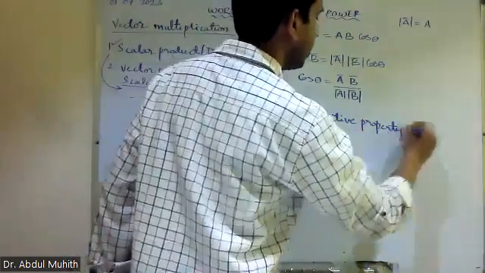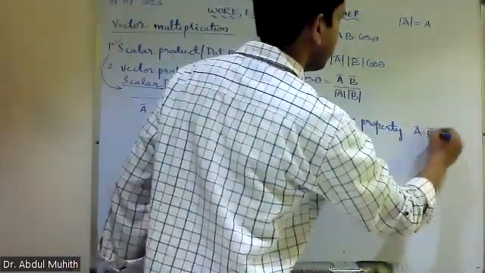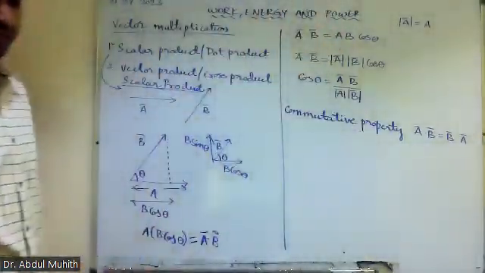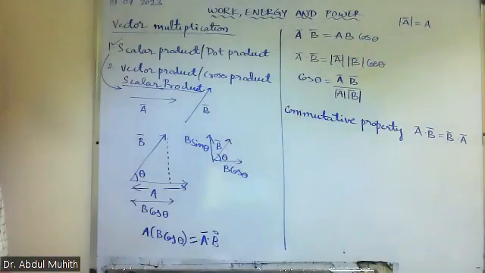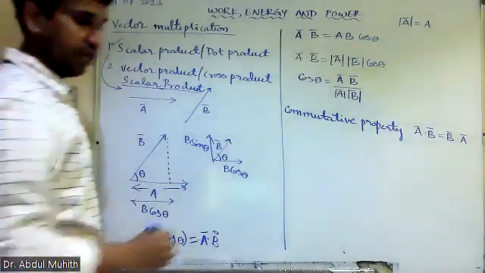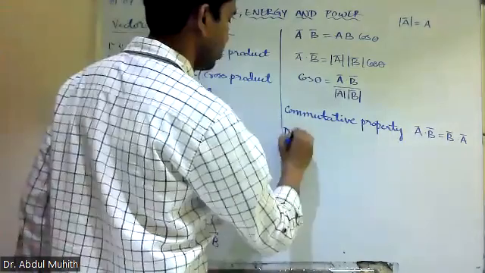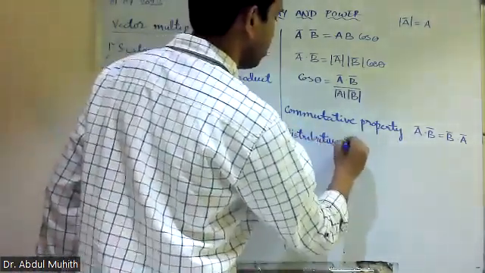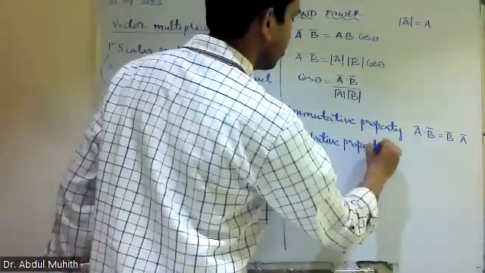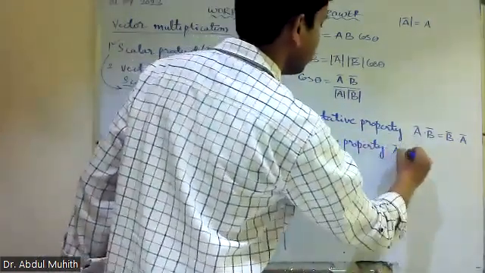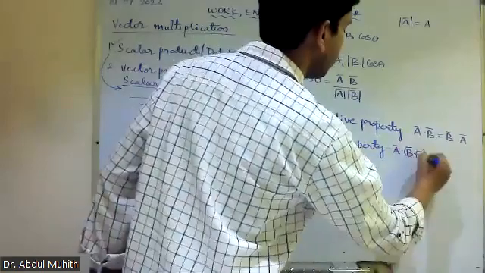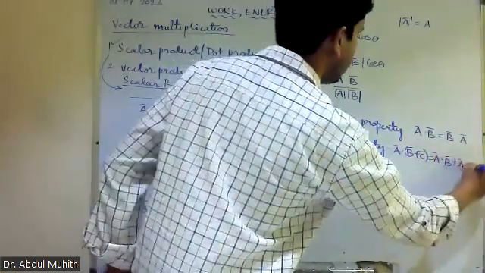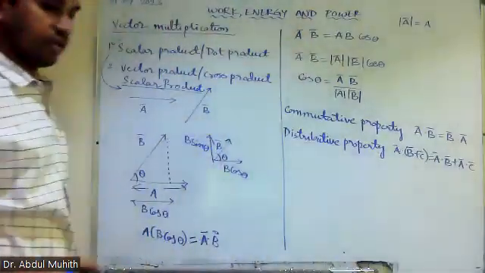Commutative property, what does it say? A dot B is equal to B dot A. And also the distributive property: A dot (B plus C) equals A dot B plus A dot C.